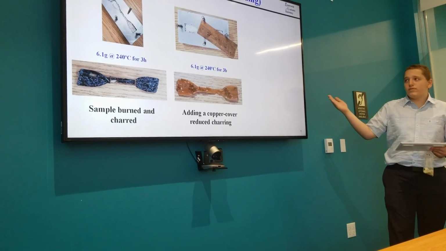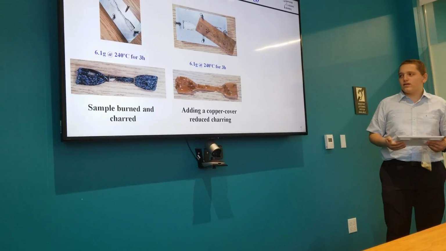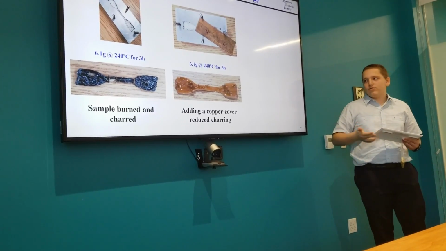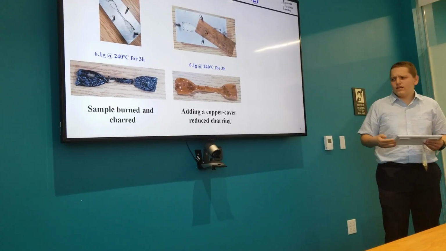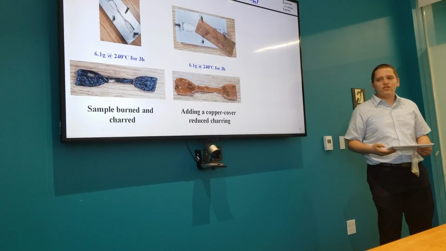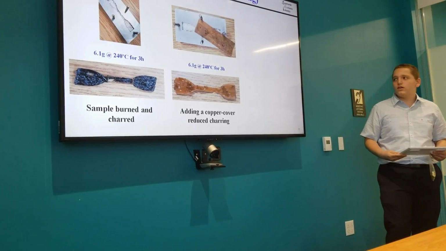So we put a copper plate on top of the sample, for the exact same time and temperature and same mass that was inside the mold. Now it reduced the charring, but it was not good enough. It was not comparable to the 3D printed samples.